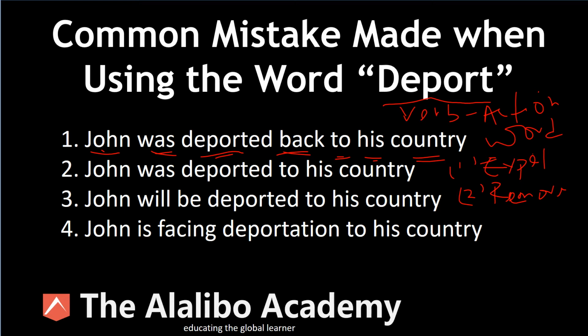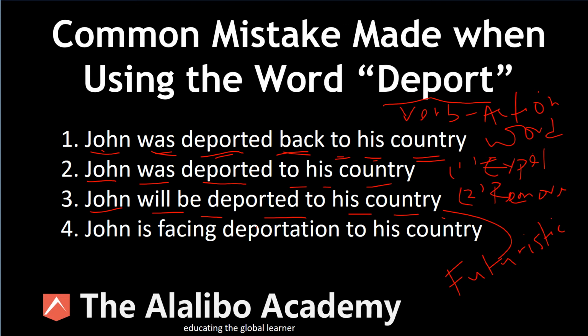The second one says, John was deported to his country. Okay? Now, this is past tense. It has happened. John has left. John is now in his country, right? So this has happened already. And the third one is John will be deported to his country. All right? So this is futuristic. It hasn't happened yet, but it's going to happen. John will be deported to his country.